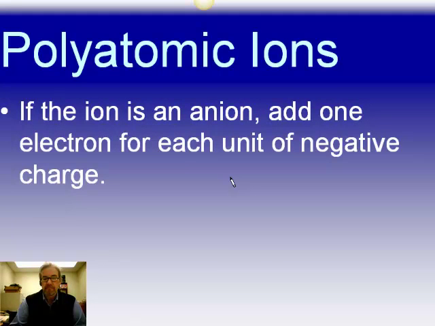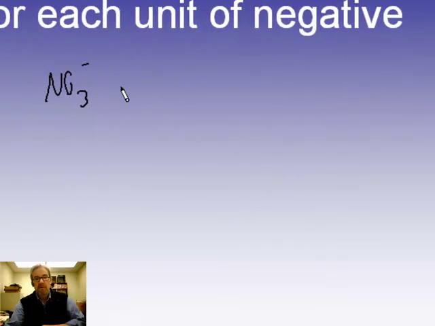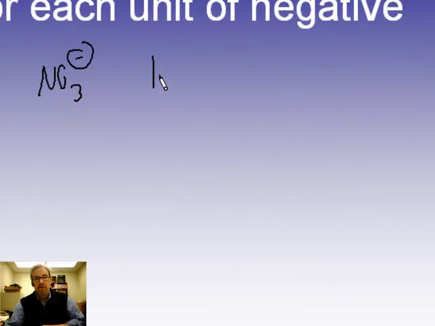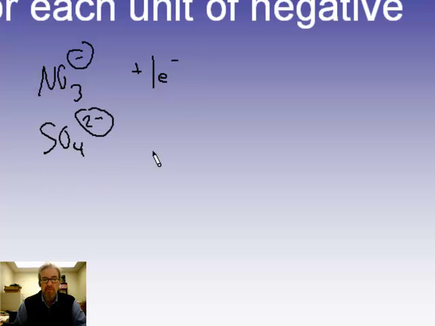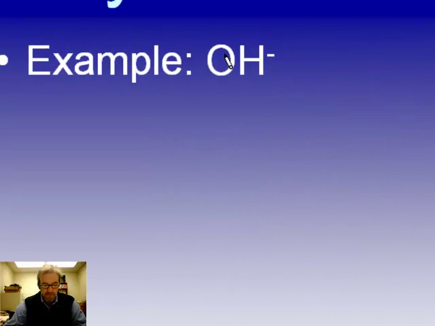If the polyatomic ion is an anion, that means it has extra electrons. And so we deal with that by adding 1 electron for each unit of negative charge. So let's say we had this one, NO3 with a 1 minus charge. Because of that 1 minus, I would add 1 electron to the structure. Or say I had this one, SO4 with a 2 minus charge. I would add 2 electrons to my total count because apparently this ion has 2 extra electrons. So let's do an example.